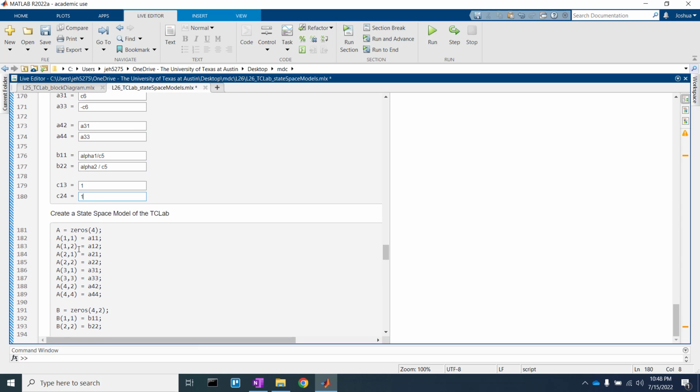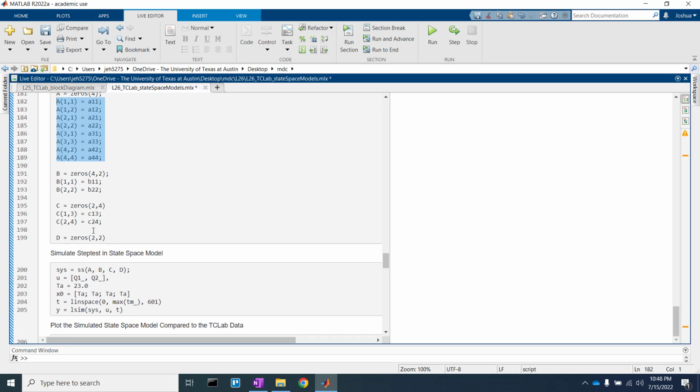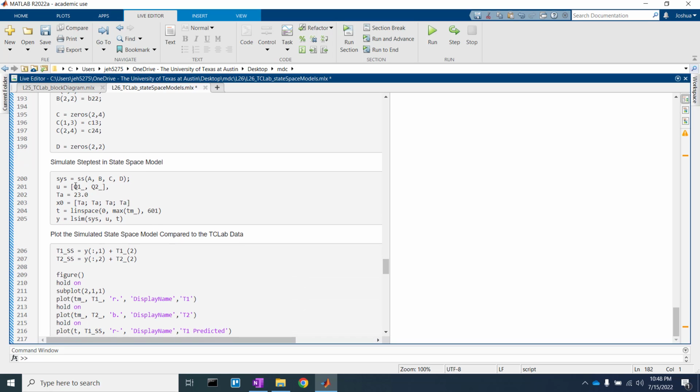Now what we do here is we make a matrix here. The zeros with a 4 is going to make a 4 by 4 matrix. And then we add in the values that we've identified. All the other ones are going to be 0. Same for B, C, and D. And then we'll perform the same step test using this sys function. Here's the U inputs. Here's the ambient temperature. And then here's our X0, which is our initial temperatures for heater temperature 1, heater temperature 2, and then sensor 1, sensor 2.